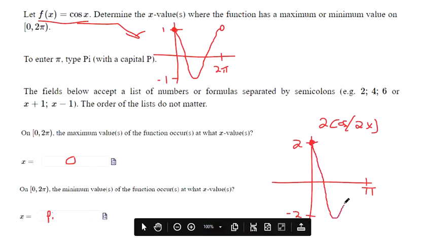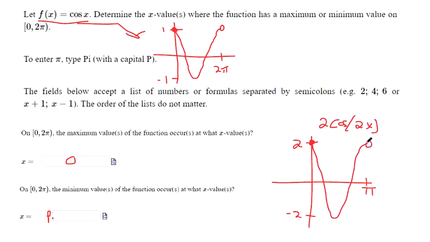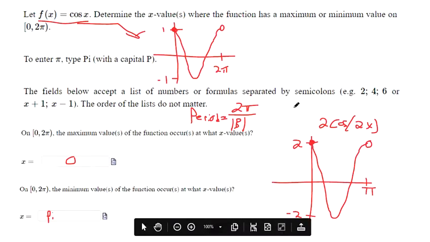And I didn't pull pi out of thin air, okay? I got pi because I used the formula for the period. The period is 2 pi divided by the absolute value of b, and this is your b, the coefficient of x. So 2 pi divided by 2 gives me pi. That's how I knew it reached there. So now my highest value is at x equals 0 still, and x equals pi over 2 is my lowest value.